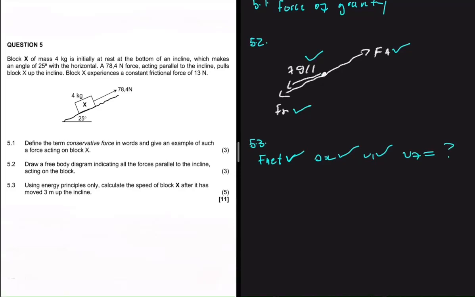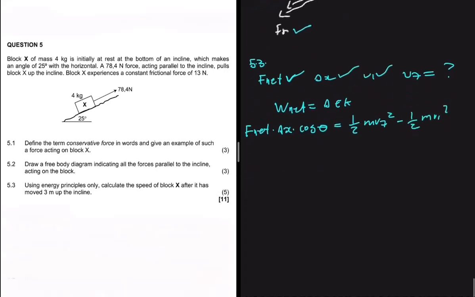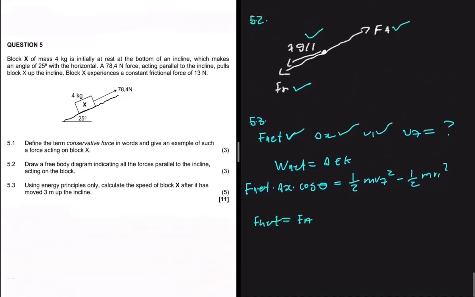From the information we have, which formula can we use under energy principles, right? We can say that the net work is equal to the change in kinetic energy. But we know that to find the net work, we can also say Fnet multiplied by delta x multiplied by cos of theta is equal to a half m Vf squared minus a half m Vi squared. So let's go ahead and find Fnet. Fnet is equal to the applied force minus the frictional force minus Fg parallel, right? We're doing all that so we can find the Fnet.